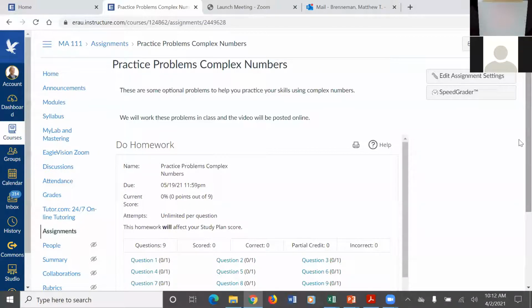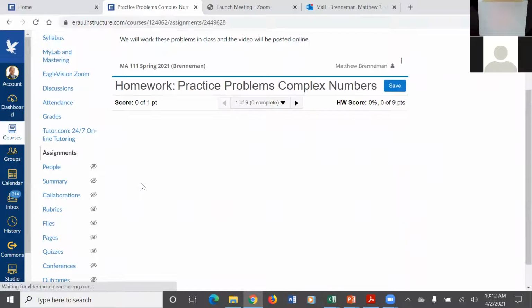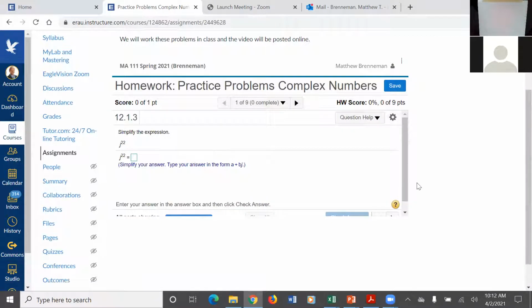Okay, so I'm just going to step through the problems one by one. The first problem asks you to simplify an expression, and this expression involves powers of J.